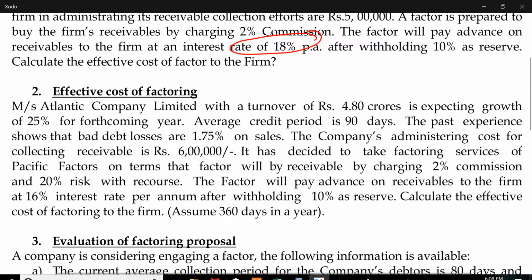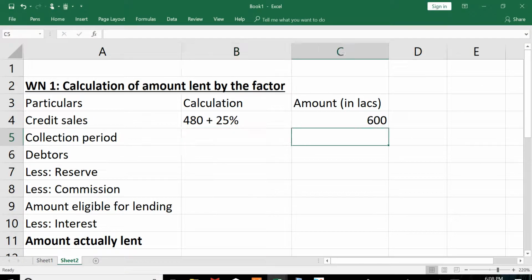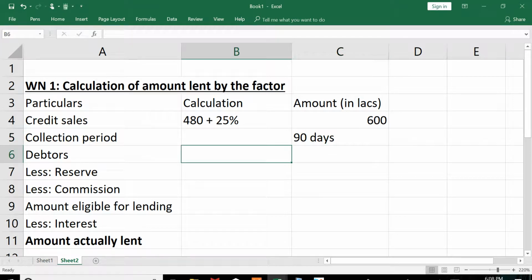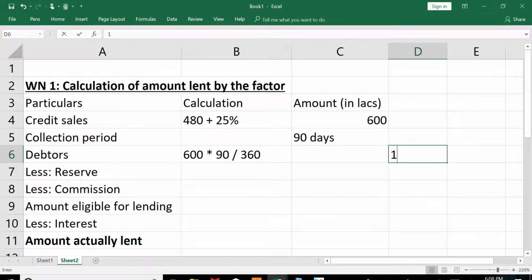Collection period is 90 days. Debtors is 600 into 90. In fact, this question has specifically said 360 days. 600 into 90 by 360, we get 150.